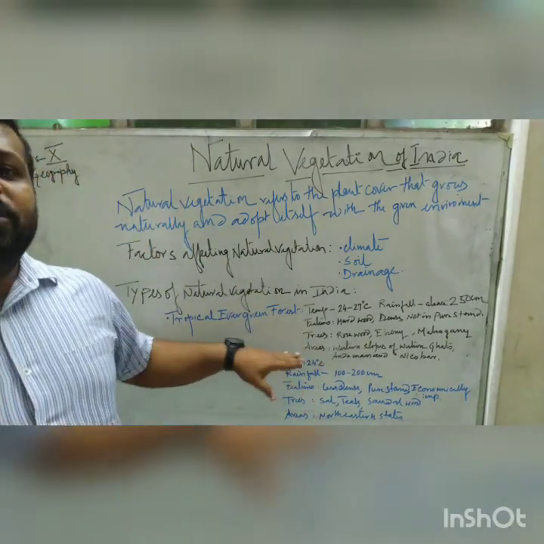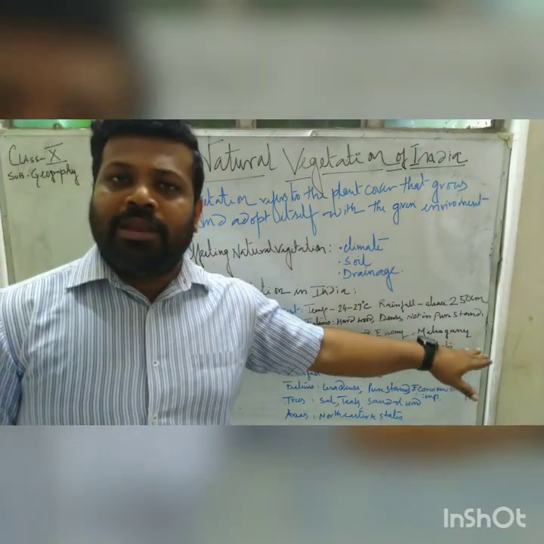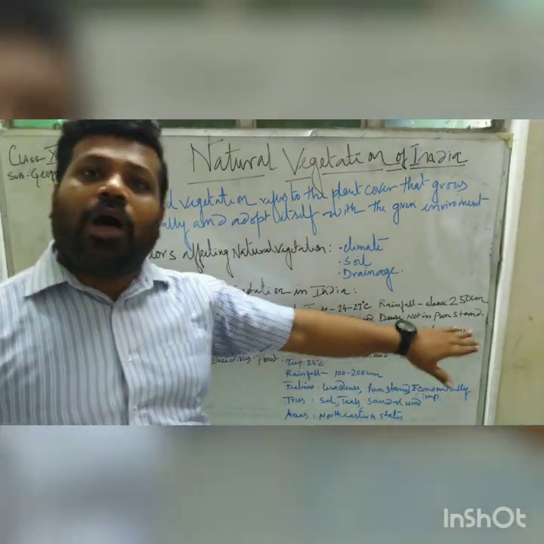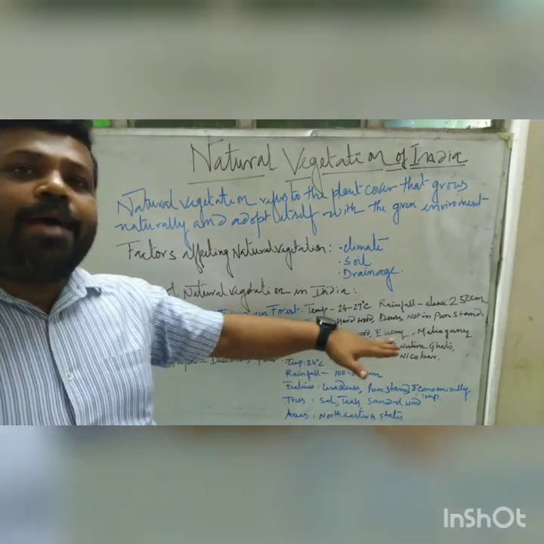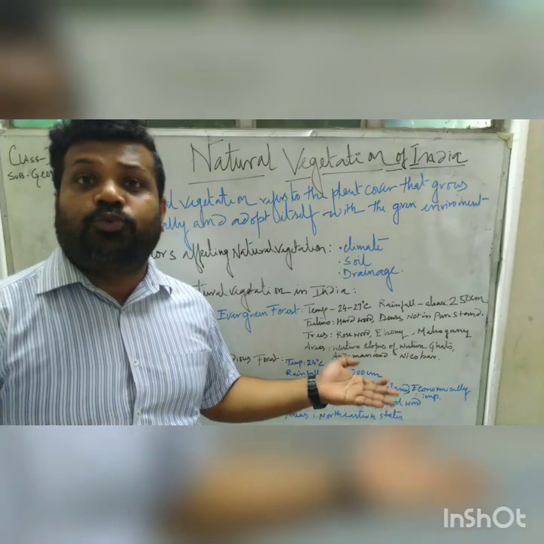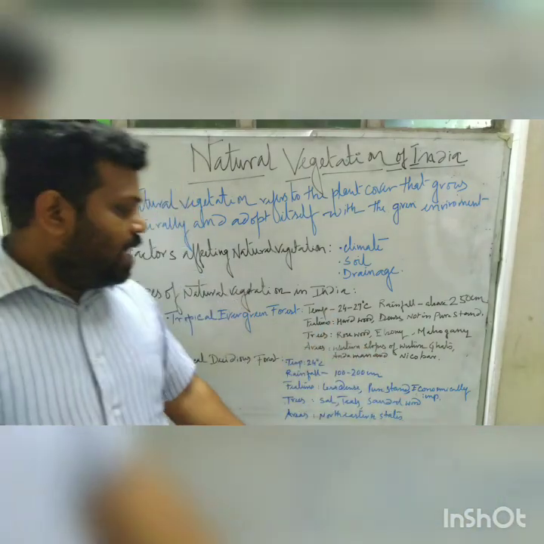Next, trees. Which trees are found? Rosewood, ebony, mahogany, and many other trees are there also. So these are the main trees that are found in this forest. These trees have different uses, like it may be used for furniture, it may be used for shipbuilding. These are the main uses of these trees.